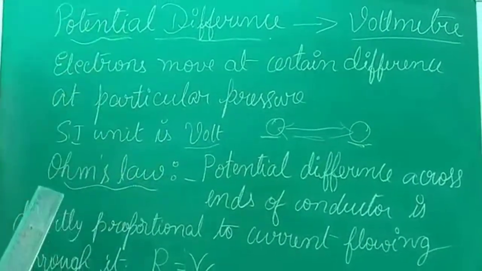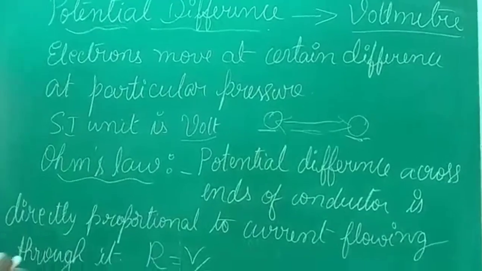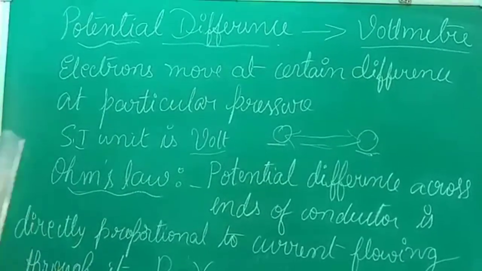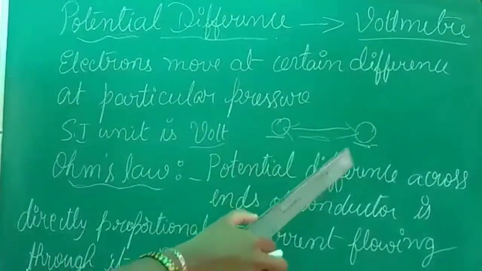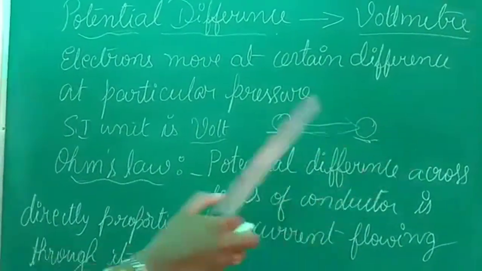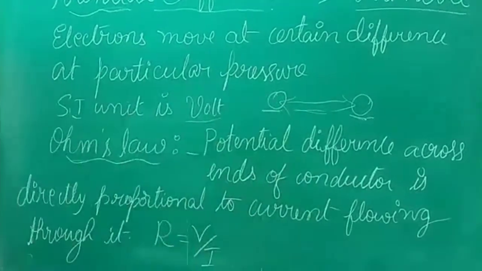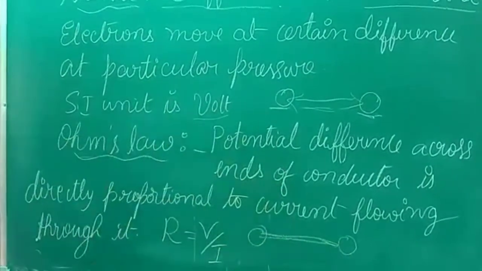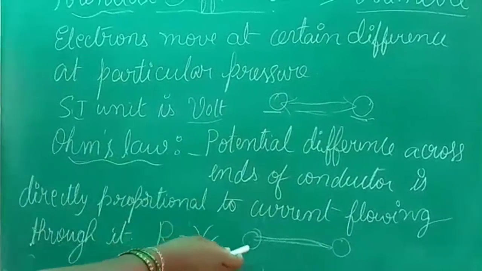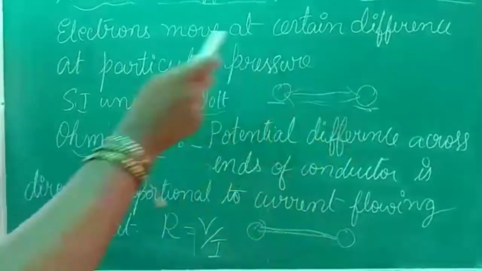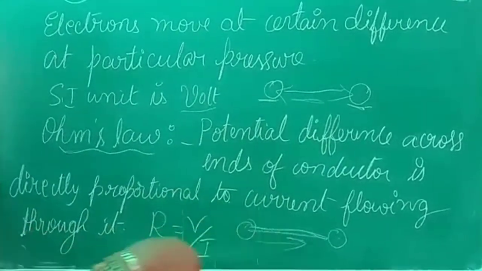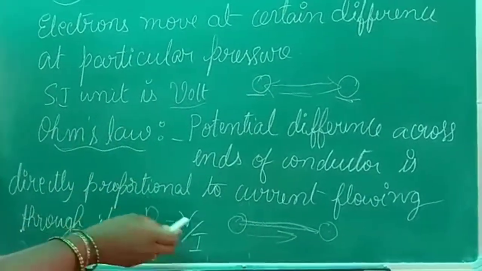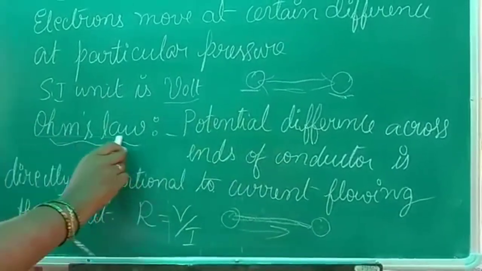Now because of the concept of this potential difference, a law has been evolved. That law is called as Ohm's law. This is very important question. Now what is Ohm's law? Ohm's law means potential difference across the ends of the conductor is directly proportional to current flowing through it. Suppose this is a conductor, and here electrons are flowing. The potential difference between those 2 ends is directly proportional to current flowing through it. That law is called as Ohm's law.